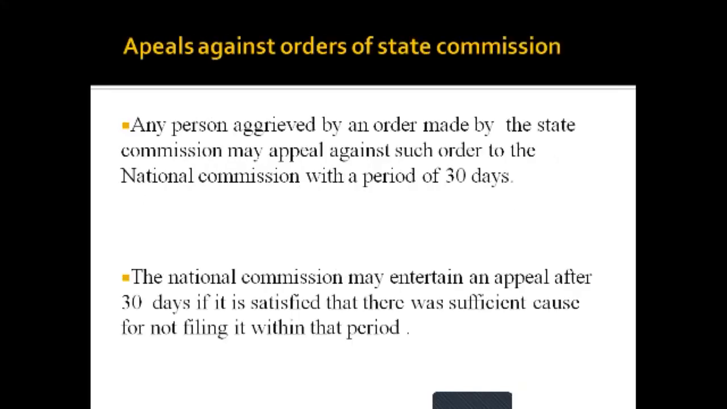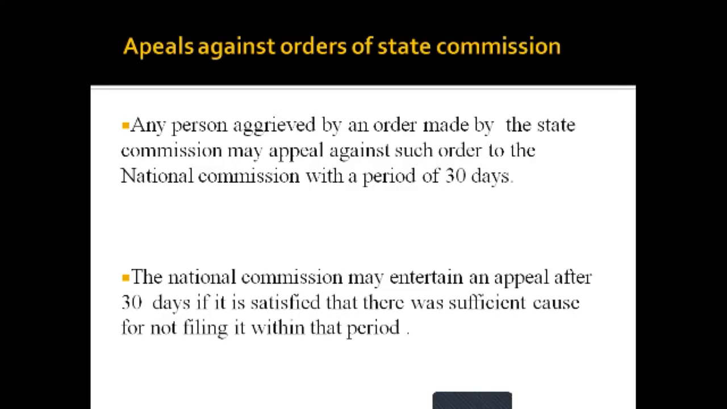Now, the appeals against the orders of the state commission. Here, if any person is aggrieved by an order made by the state commission, they may appeal against such order to the national commission within a period of 30 days. Now, the national commission may entertain an appeal after 30 days if it is satisfied that there was sufficient cause for not filing it within that period of time. So, you get 30 days to appeal against the orders of the state commission to the national commission.